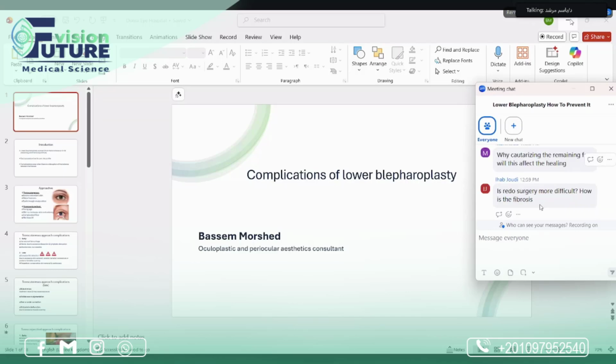Why cauterizing the remaining fat affect the healing? No, it does not affect the healing at all. On the contrary, it makes the fat rest in a very proper way over the orbital rim, and it kind of sticks to the periosteum, which provides a very good volume.